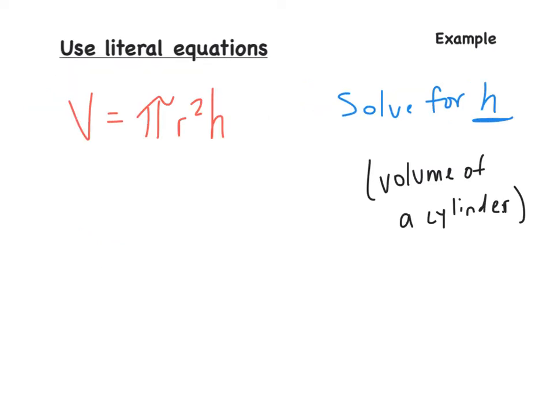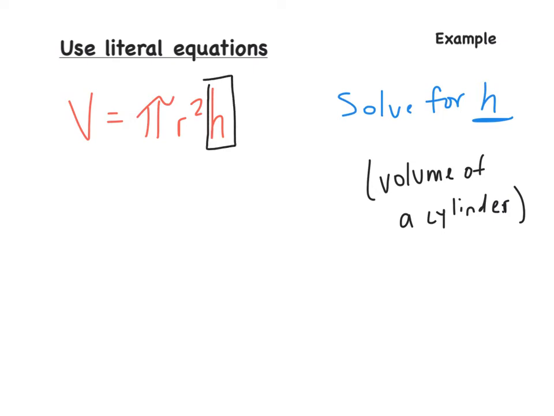So now we're going to be focusing on literal equations. This equation that we have here is volume is equal to pi times radius squared times h. This equation is how you find the volume of a cylinder. But what I want to do now is solve for h. So I want to solve for this variable.